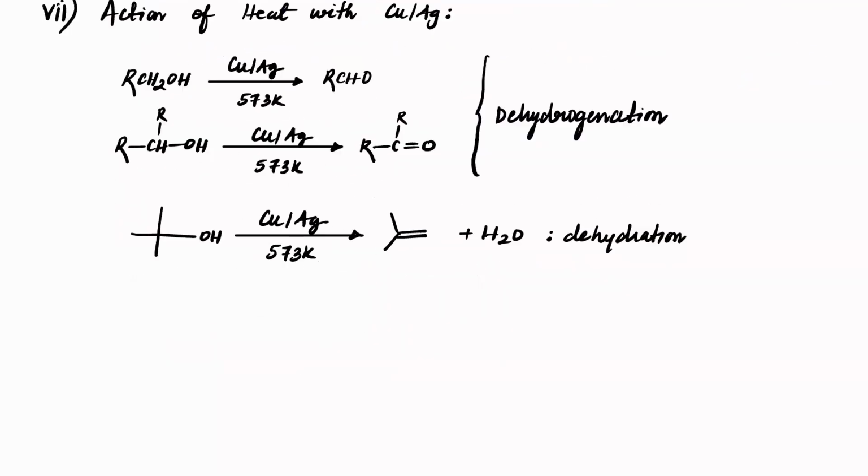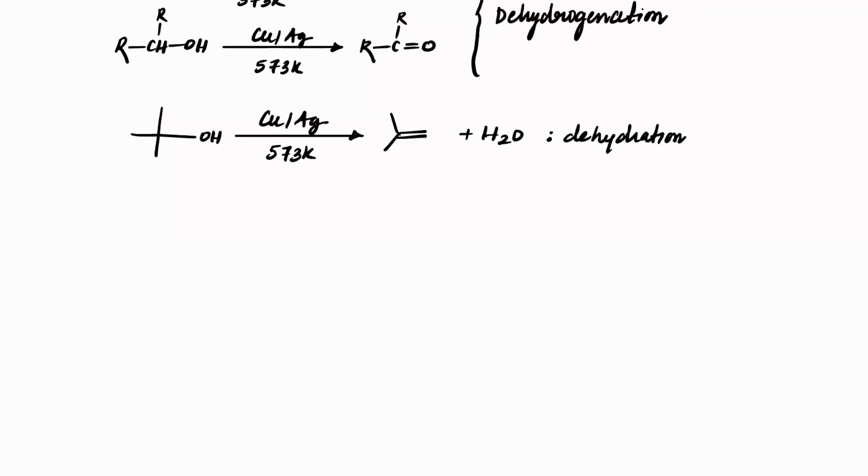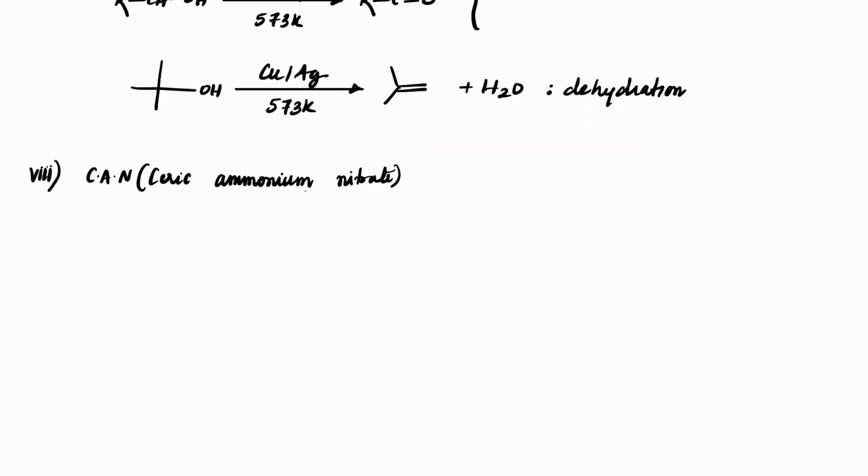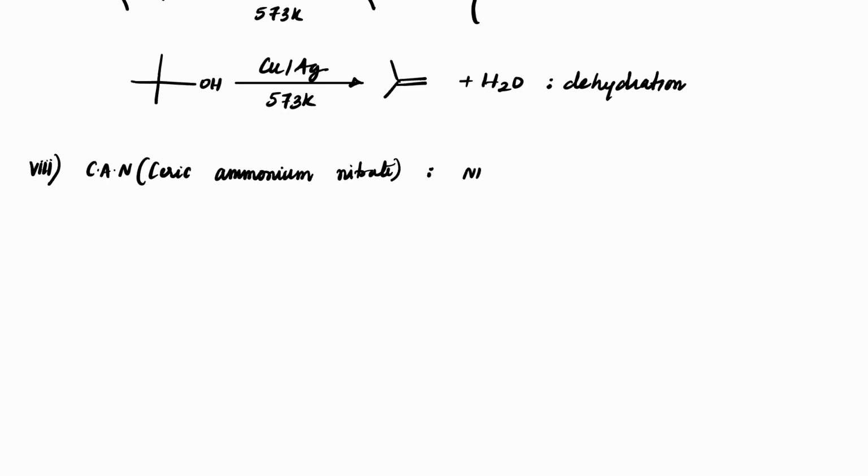So the next reagent, 7. Now notice the eighth one. The eighth one is CAN, the CAN test, and also the CAN reaction. Ceric ammonium nitrate is called the CAN test. It is ammonium cerium nitrate, (NH4)2Ce(NO3)6. This complex is usually a yellow color solution.